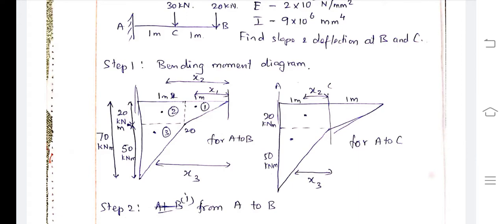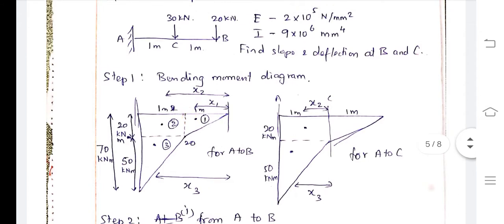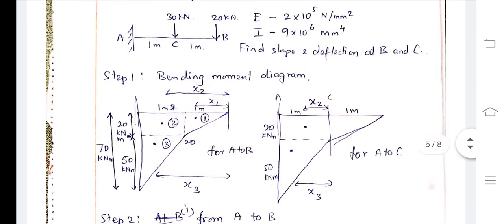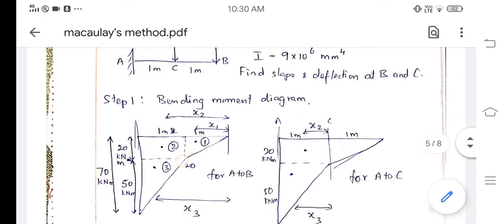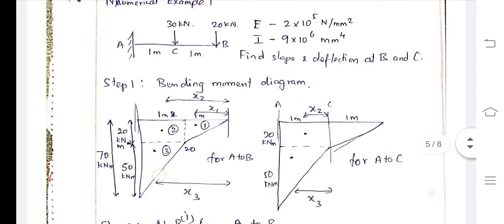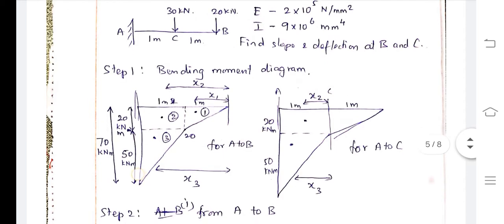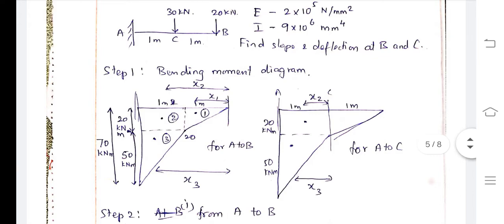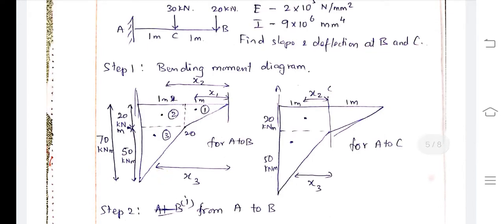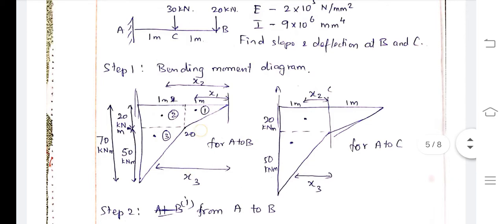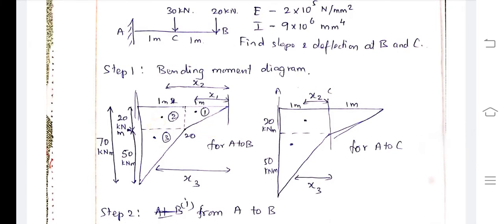So here, step 1, as defined in the previous lecture, is the bending moment diagram. We have to draw the bending moment diagram for this cantilever beam. At B it is 0, and at C it is 20 into 1, that is 20, and then at A it is 20 into 2 plus 30 into 1, so totally it is 70. Then after drawing this diagram, you have to divide this into basic shapes. You can see that here there is a triangle, here there is a rectangle, and here there is a triangle. You have to divide this into three known shapes.